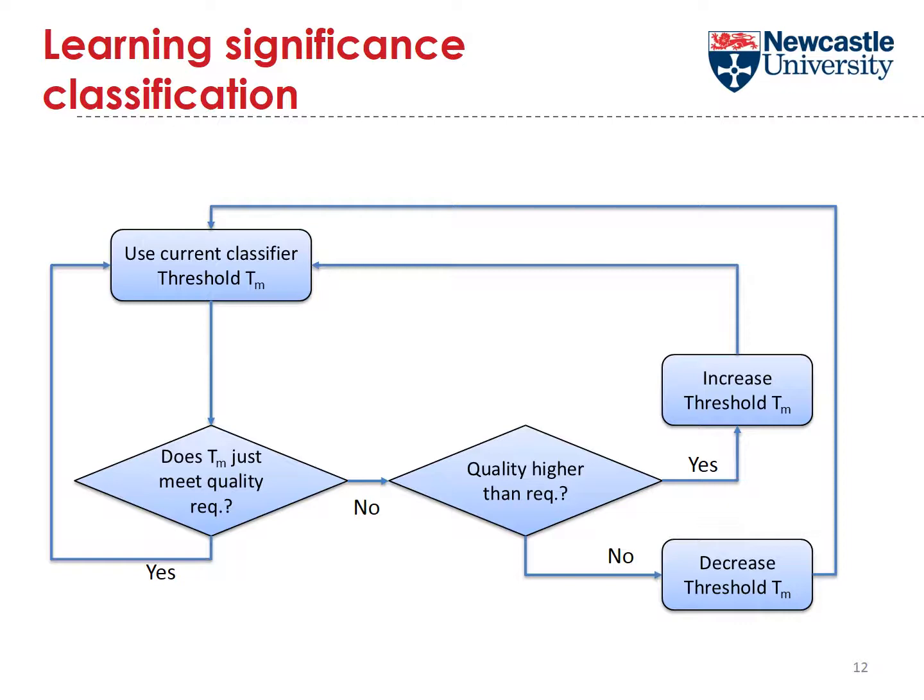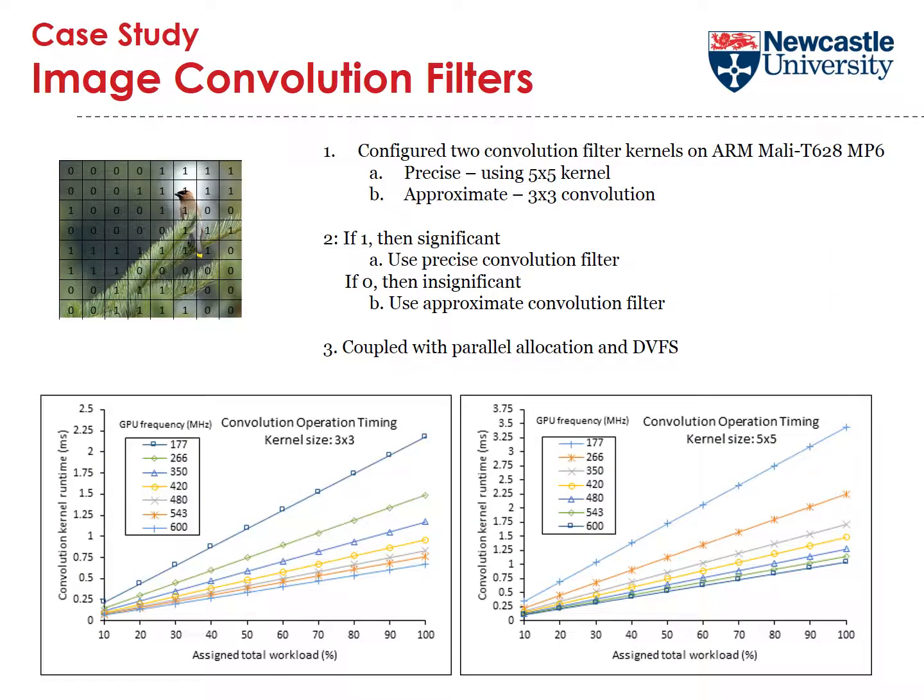Now, moving on, using the case study of an image processing application, we developed an image convolution filter, 2 different filters, the precise one being a 5x5 image processing filter, and the approximate one being a 3x3 convolution filter. The idea is that if a certain block is 1, meaning significant, we use the 5x5 kernel, and if the block is approximate, then we use the 3x3 kernel.